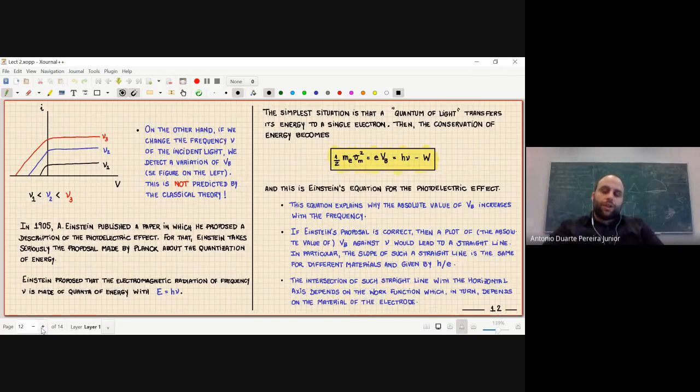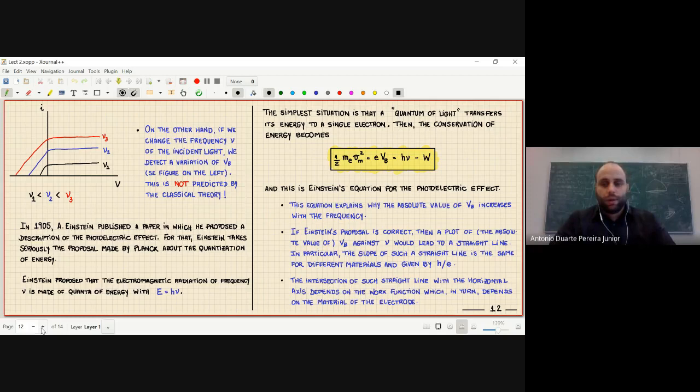So far, I changed the intensity of the light that was being thrown on the plates, but I didn't change the frequency of the radiation. We saw that for radiation with the same frequency but different intensity, the saturation current changed. But VB, which is the potential that stops the crossing of electrons, didn't change. Now I can ask, what happens if I change the frequency of the light?